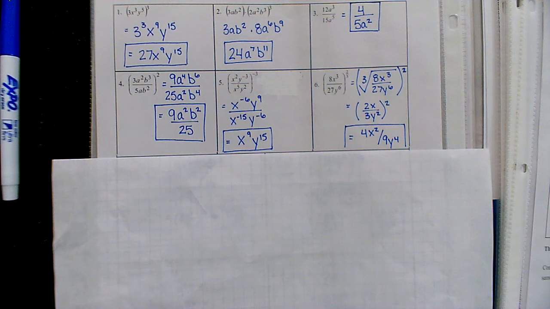When you get to example 6, this is a cubed root of everything inside, so cubed root of 8, 2 times 2 times 2. Cubed root of x cubed is just x. Cubed root of 27, 3 times 3 times 3. And cubed root of y to the 6th is y squared.